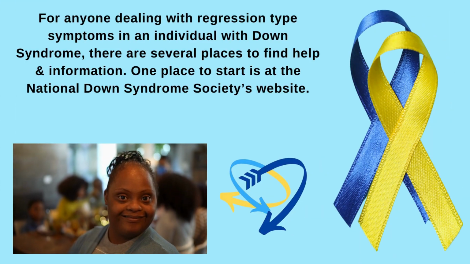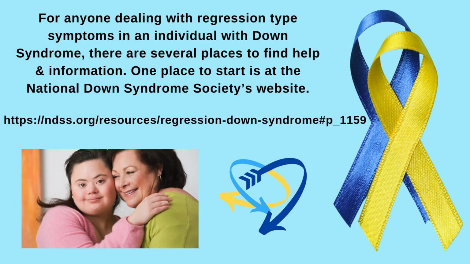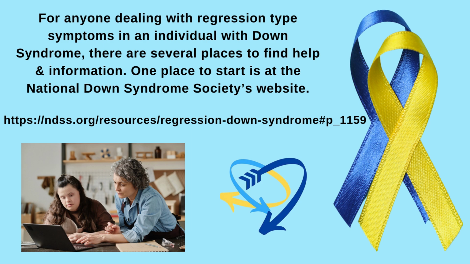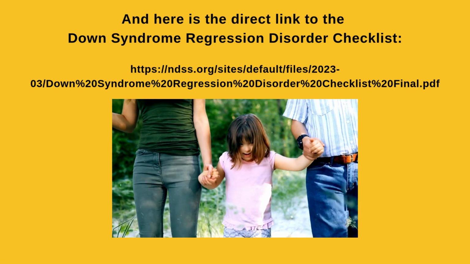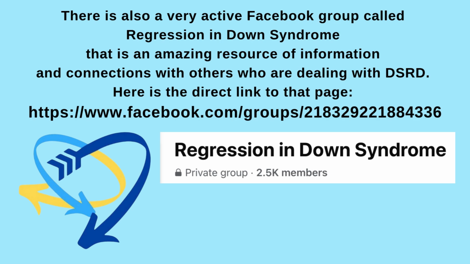For anyone dealing with regression-type symptoms in an individual with Down syndrome, there are several places to find help and information. One place to start is at the National Down Syndrome Society's website. And here is the direct link to the Down Syndrome Regression Disorder checklist. There is also a very active Facebook group called Regression in Down Syndrome that is an amazing resource of information and connections with others who are dealing with DSRD. Here is the direct link to that page.